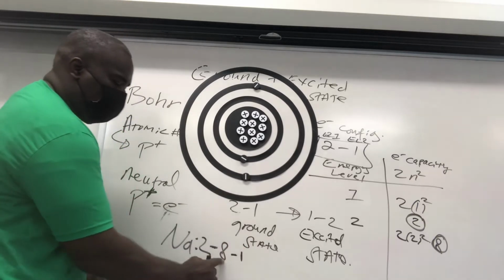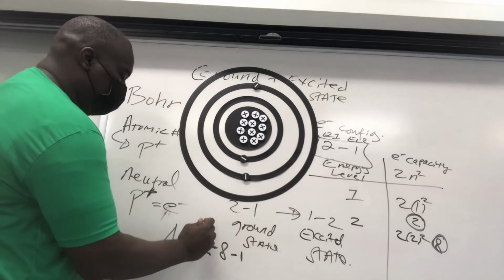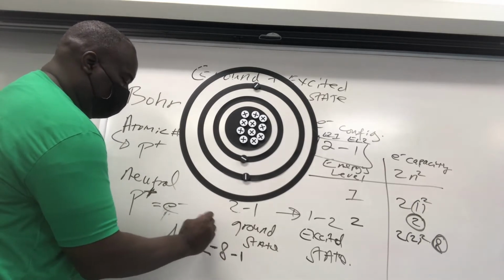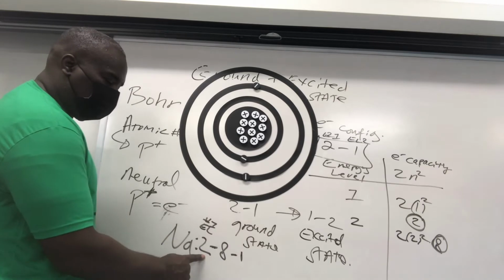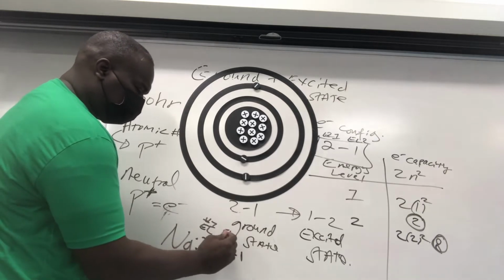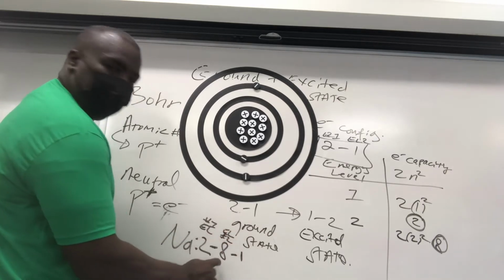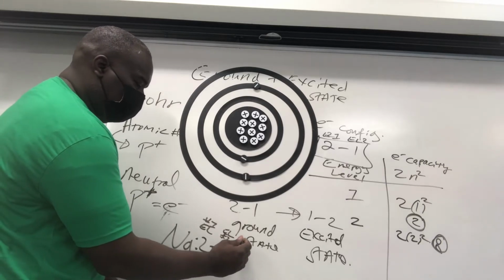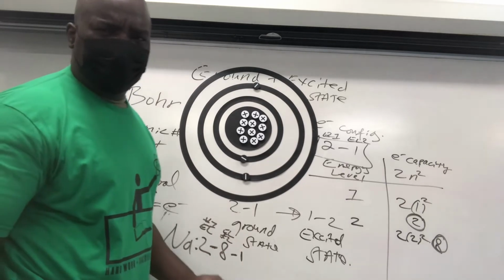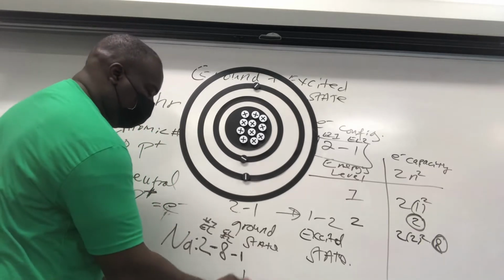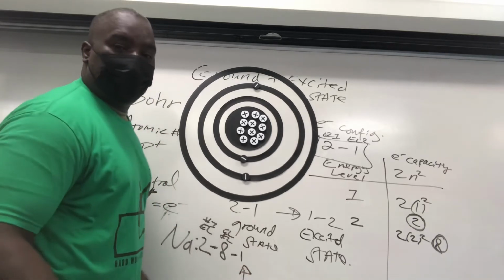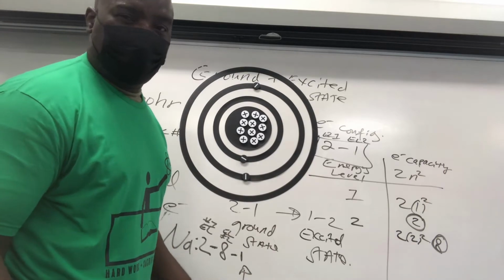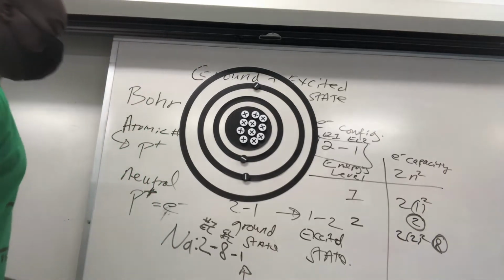So when you see 2-8-1, what does it mean? It simply means in energy level number 1, you got 2 electrons. In energy level number 2, you got 8 electrons. And in the third energy level, okay, you have 1 electron. I remember we made a note that the outer shell is called a valence shell, and the outer electrons are called the valence electrons, right? But we'll talk about that more. Okay, so that's what 2-8-1 means.